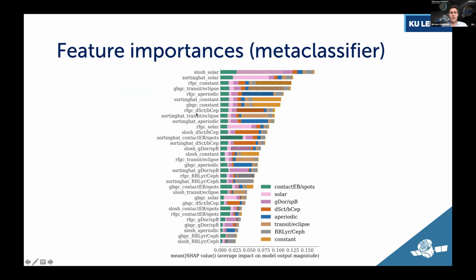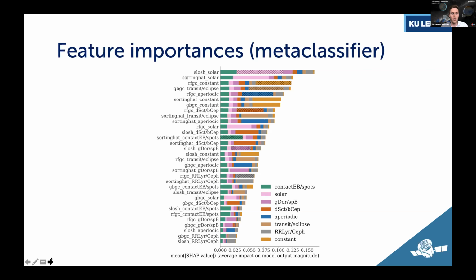Now, here you can see the feature importances of the meta classifier. So we calculate how important each probability that is given by the individual classifier is in making the final decision by the meta classifier. And I'm just putting this there to really illustrate the importance of having the multiple classifiers. If you just look at the top, you can see that the first most important feature is the SLOSH solar-like probability, then the sorting hat classifier, next RFGC, and next GBGC. So we see that each classifier really contributes a significant amount of information towards this final prediction.